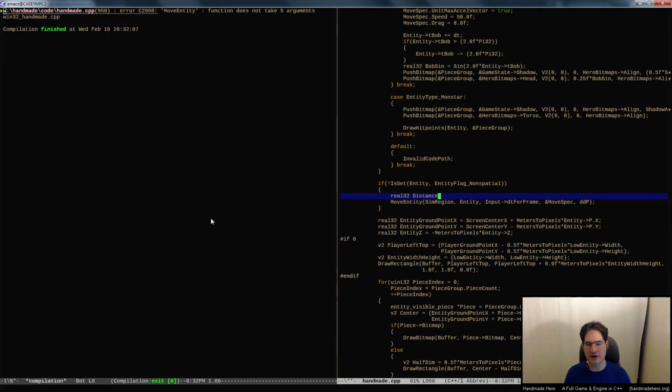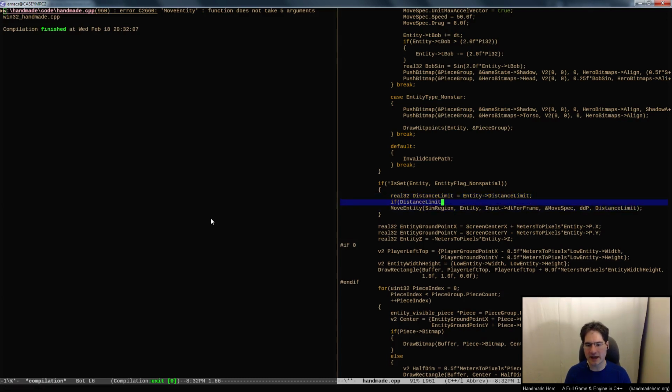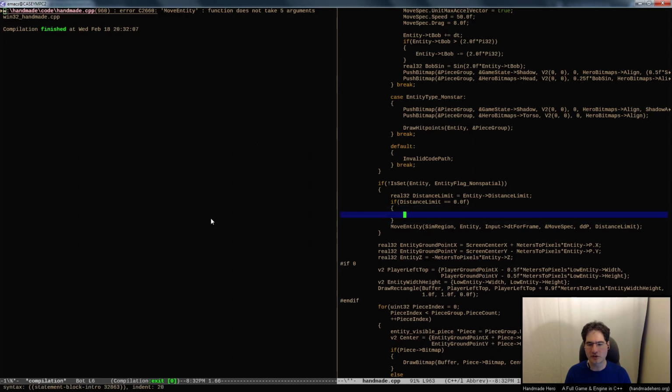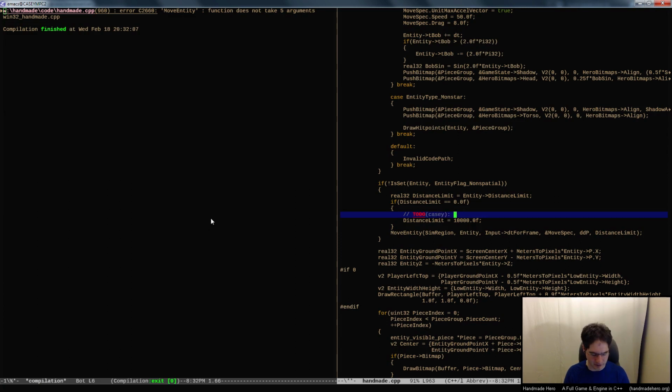So I'm going to say, okay, we've got a distance limit. It's going to be equal to the entity's distance limit, and we'll pass that limit along. But in the case where the distance limit actually equals 0, we're just going to assume that makes people allowed to move however far they want. It's essentially saying there's no distance limit. So we'll just put on some kind of ridiculous maximum value here, something that you could never possibly do. No one's ever allowed to move 10,000 meters. That's obviously completely ridiculous, so we don't have to care about that. I'll put a little to do here: do we want to formalize this number? But basically it's a thing that says essentially no limit, right?